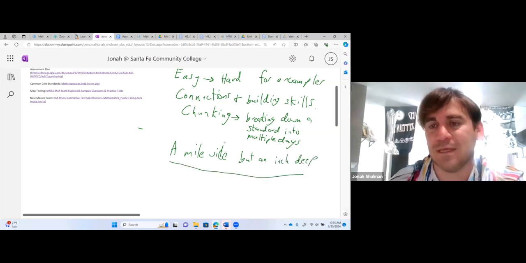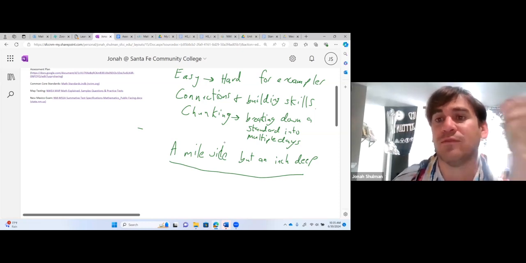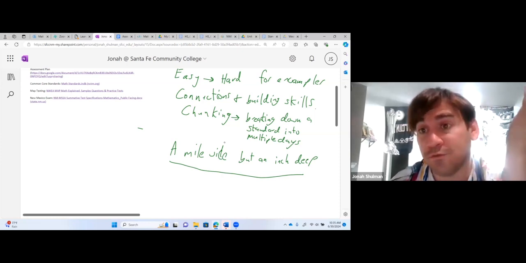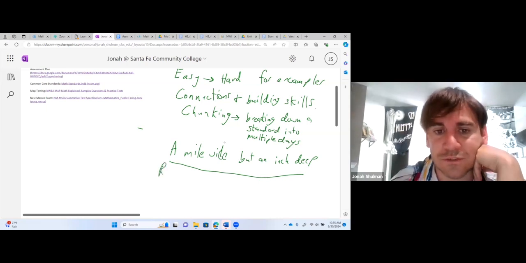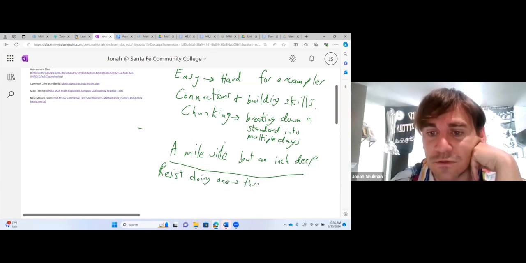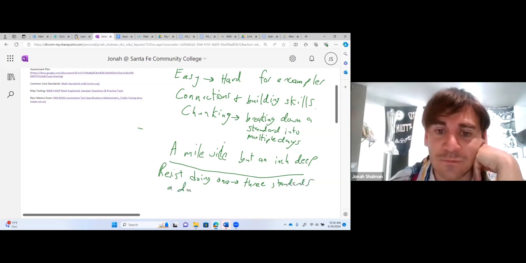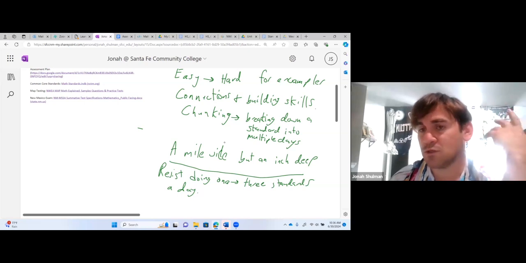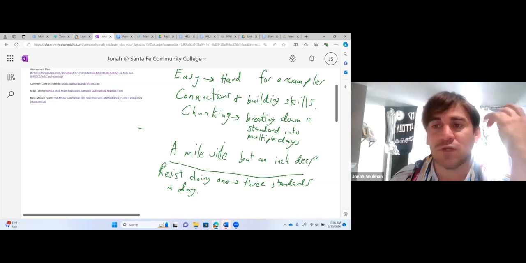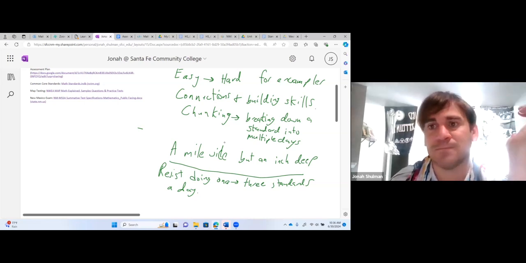Now, what does that mean? It means you're trying to cover everything, but you do it so shortly that a lot of students don't really understand it because you're going too fast. I want you to resist doing one standard a day, doing 1 to 3 standards a day. Because a lot of times we can't resist that, whether it's our supervisor, the people in charge are just like, you have to cover everything that's going to be on the exam. But when you try to cover everything so fast, a lot of times students don't get it.